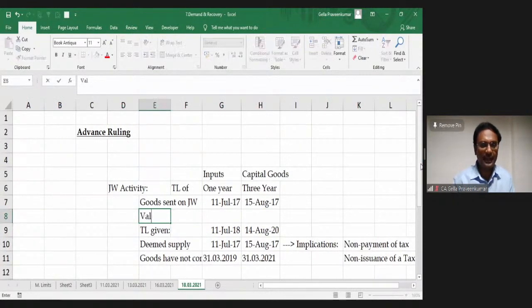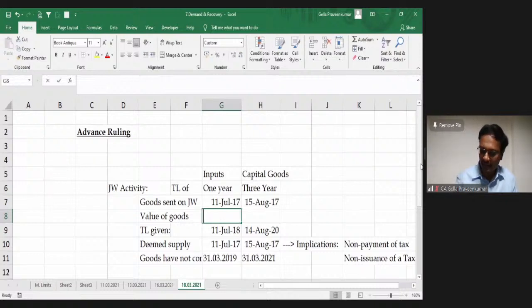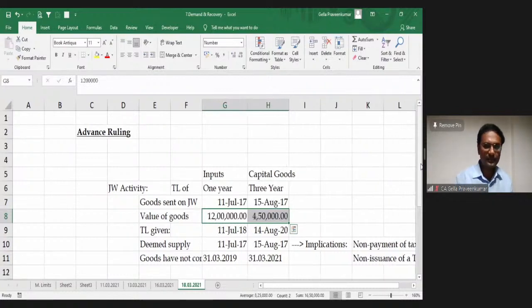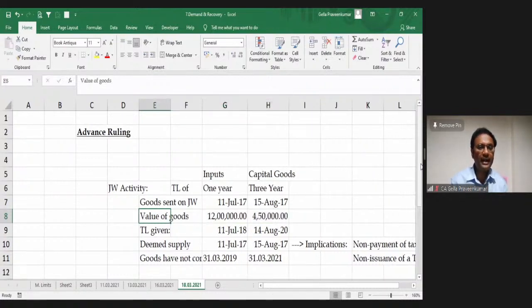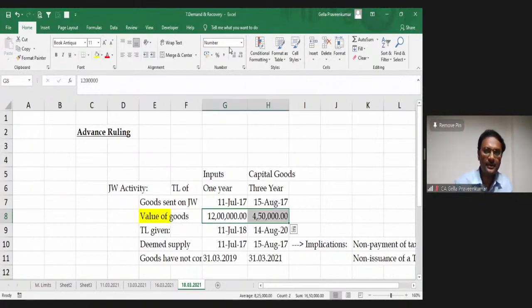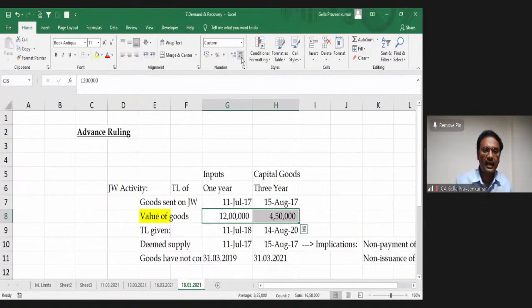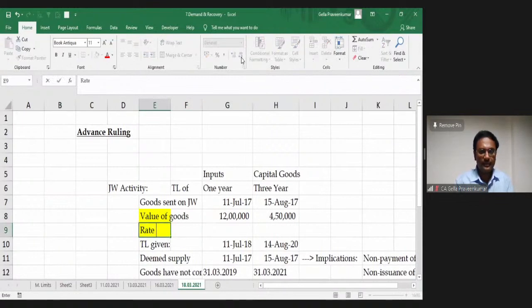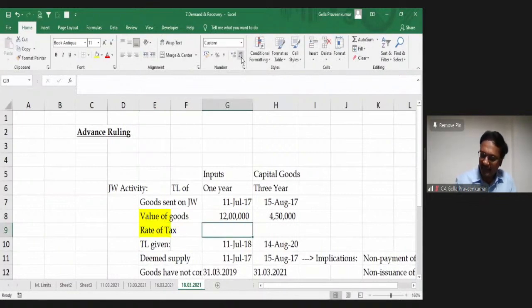I'll mention the value of goods. Say my inputs are worth 12 lakh and capital goods are worth, say, 4,50,000. I repeat, my value of goods is 12 lakhs and 4,50,000. This is my value of goods. And these goods have a rate of tax. My rate of tax is 12% and this is, say, 18%.